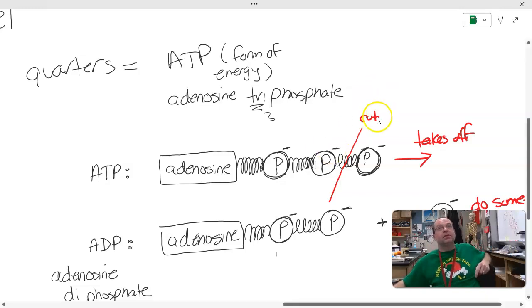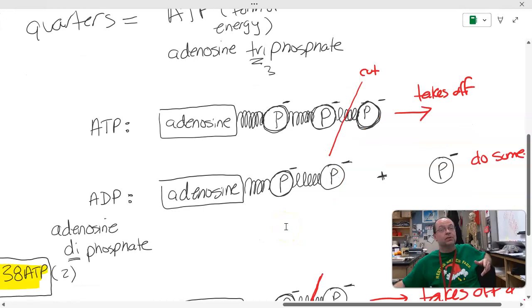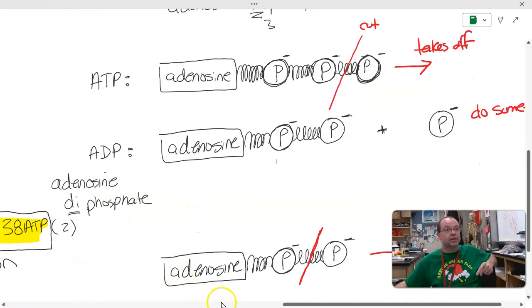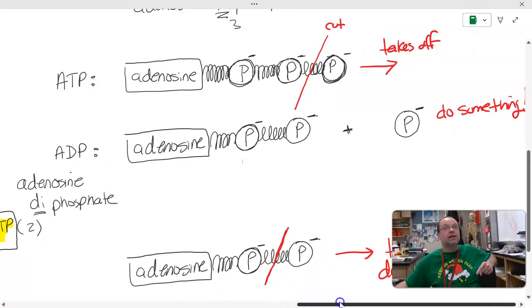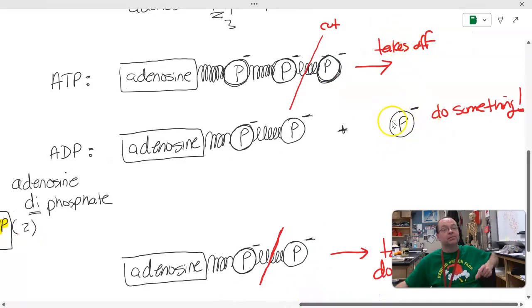So all it takes is for us to cut. This last phosphate flies off and does something, and that's how our cells use ATP for energy. When it cuts off, we're left with 2 phosphates stuck to adenosine. We call that adenosine diphosphate, ADP. Di means 2 in chemistry, okay? So again, once we cut off that last phosphate, it goes off and does something. That's where we get our energy from. So now this is like a 2/3 battery. This is 100% full. This is 66%.